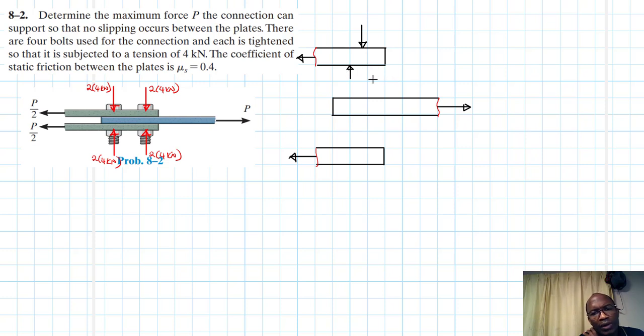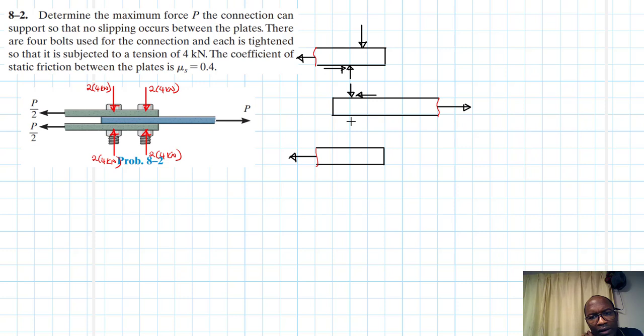Okay, my normal force is here, and the force is in that direction, therefore we expect my friction to be in this direction like so. And then I have also here the same reaction, this same normal force, and then I have this reaction like so.